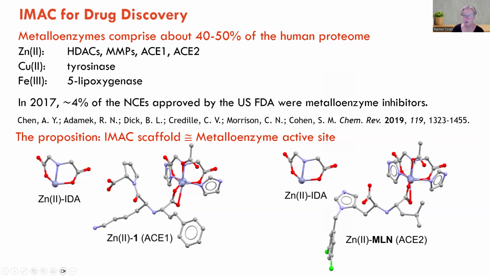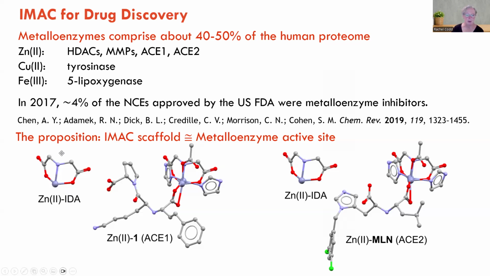And this particular article by Seth Cohen, who does a lot of work in metalloenzymes, is a really nice review paper if you've got time to read it. This paper describes that in 2017, 4% of the new chemical entities approved by the United States Food and Drug Administration were metalloenzyme inhibitors. So that's a really significant impact in terms of drug discovery. So that is the backdrop for me leading into the next closing stage of the lecture.